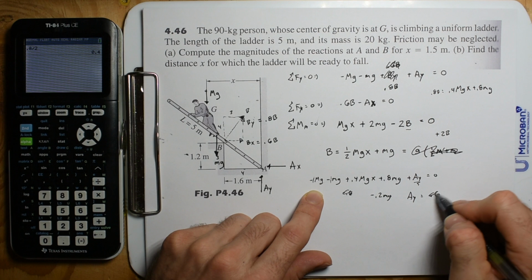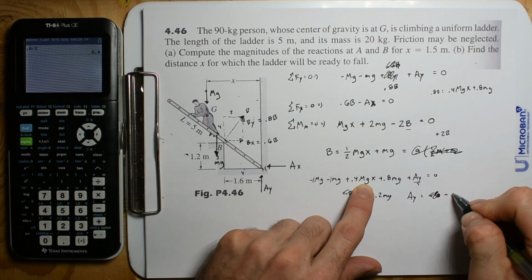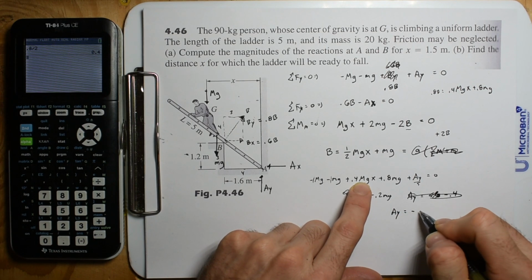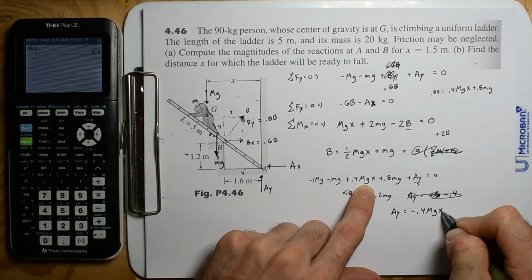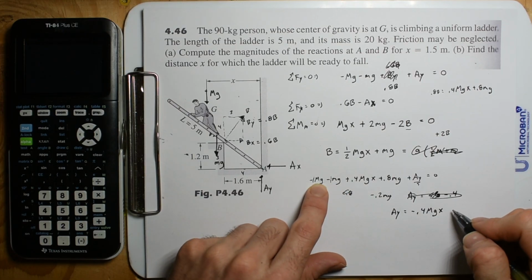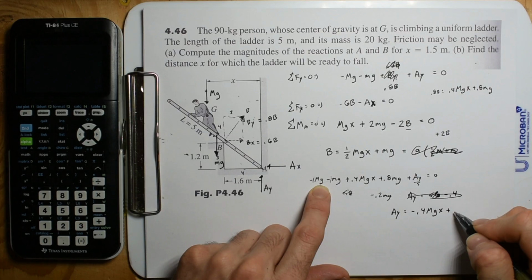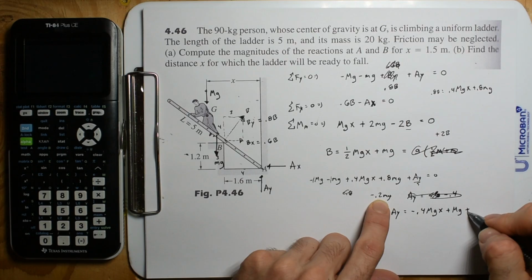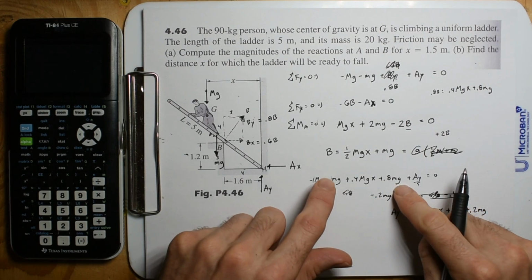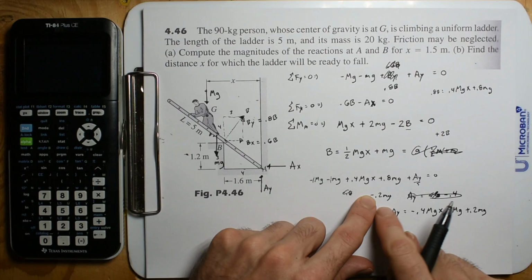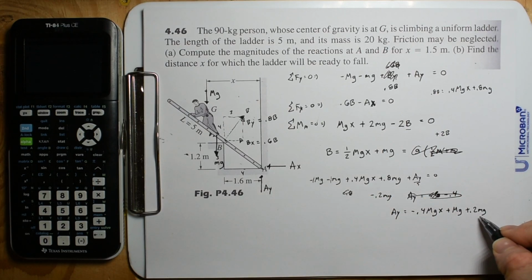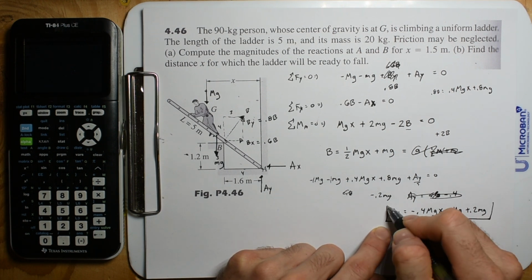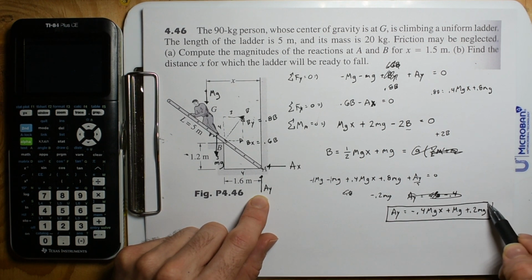So over here, let's write this again. AY is minus 0.4 mgx plus mg, and then plus 0.2 mg. Because on this side, this was negative 1 plus 0.8. That's negative 0.2. Taking it to the other side is plus 0.2 mg. All right, sweet. So we're good there. So that is an equation for this reaction just as a function of x.